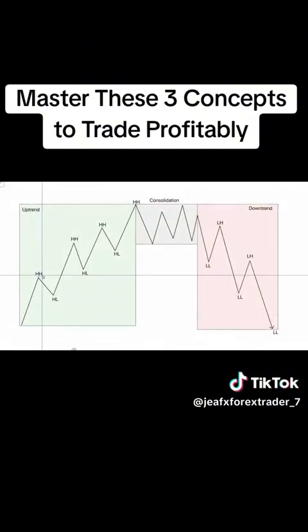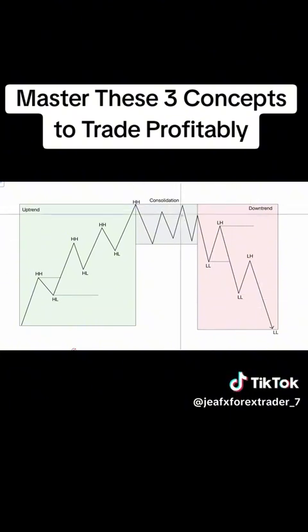An uptrend is a market that is printing higher highs and higher lows, simply meaning each high that forms is higher than the previous, and each low that forms is also higher than the previous. A downtrend is the opposite, where a market is forming each low lower than the previous one, such as this low being lower than this one, and each high evidently lower than the previous. Now obviously, we want to buy during uptrends and sell during downtrends.